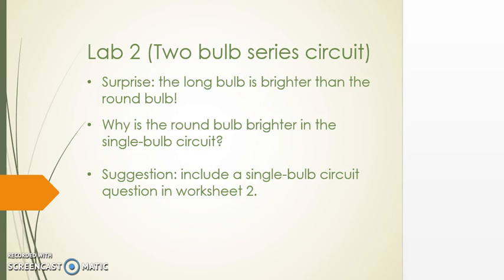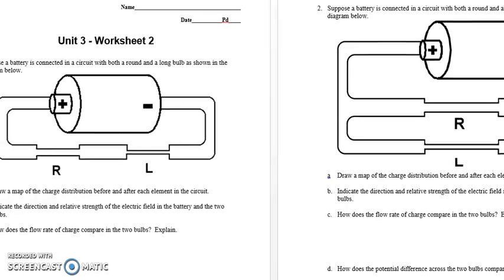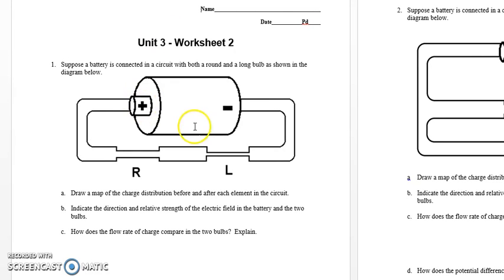Well, let's go. So I thought, okay, let's go to worksheet 2. But worksheet 2 jumps straight into the two bulb situation. Two bulb in series and then two bulb in parallel. I'm focusing on the two bulb in series because that's the one that produces the surprise, the long bulb being brighter. And I thought here worksheet 2 really should have included a question with the single bulb circuits first and then move into the series bulb.